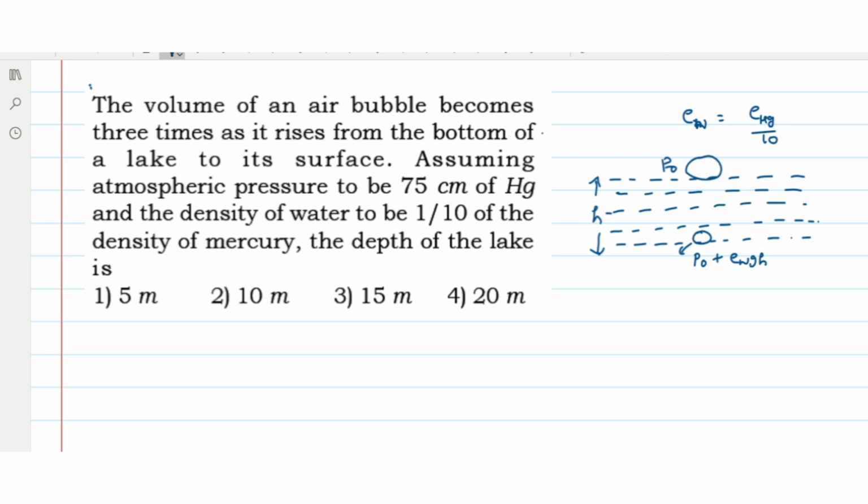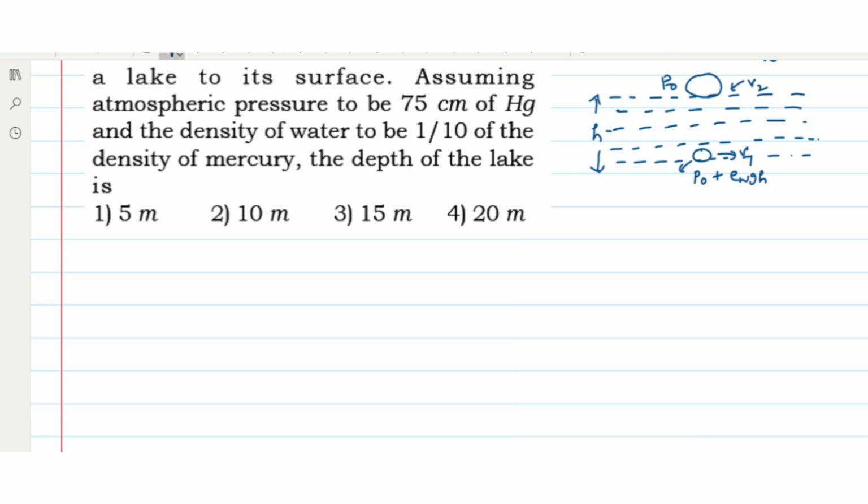Now this volume becomes 3 times, as given, so this is V2. Let us take the volume at depth as V1. Here you can take pressure and volume. The depth of the lake h is given, and temperature you can take as constant for these kinds of questions. If the air bubble is rising, then temperature is constant, so according to Boyle's law, P into V is equal to constant.